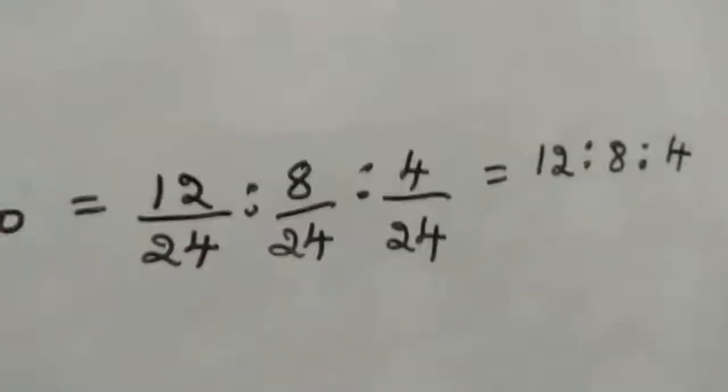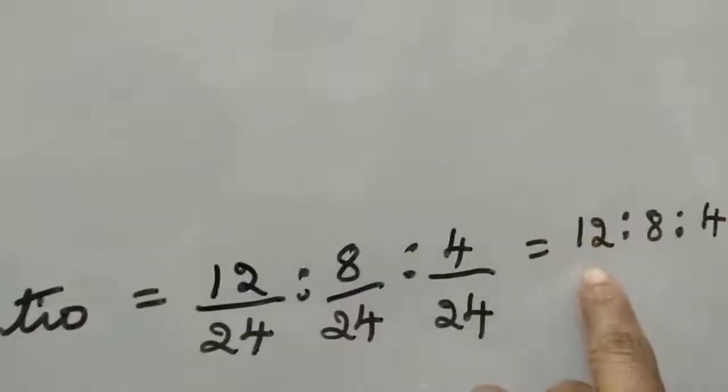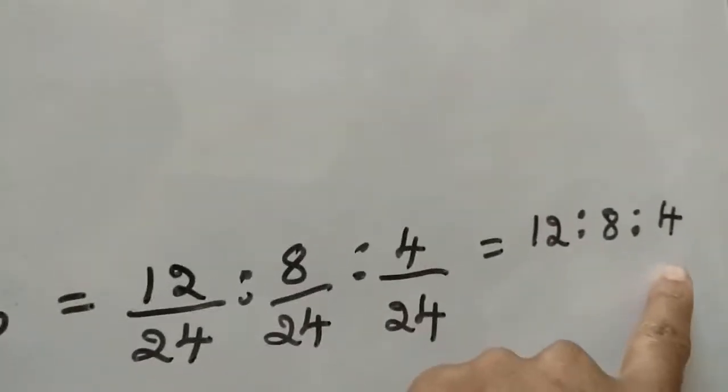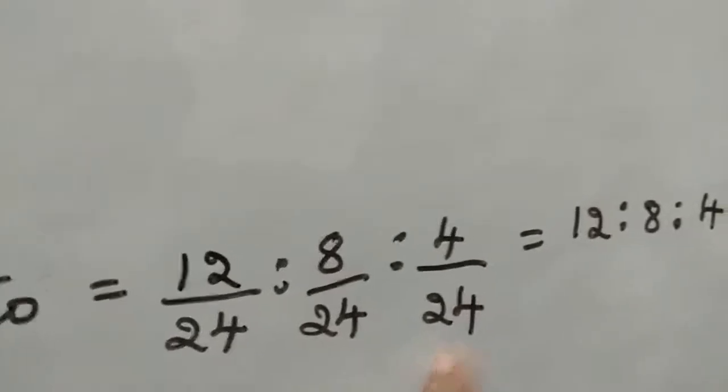Now just observe, when you take the total of the numerators, it should be equal to 24. 12 plus 8 is 20, plus 4 is 24. It's equal to the denominator. Just observe once.